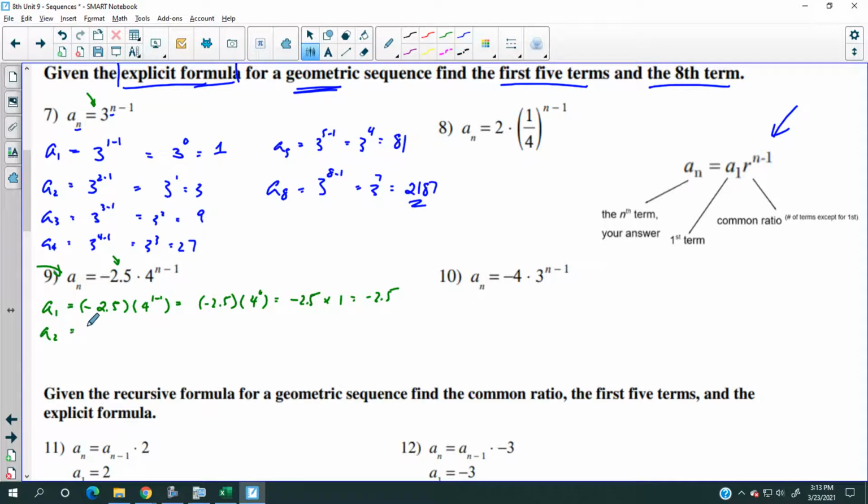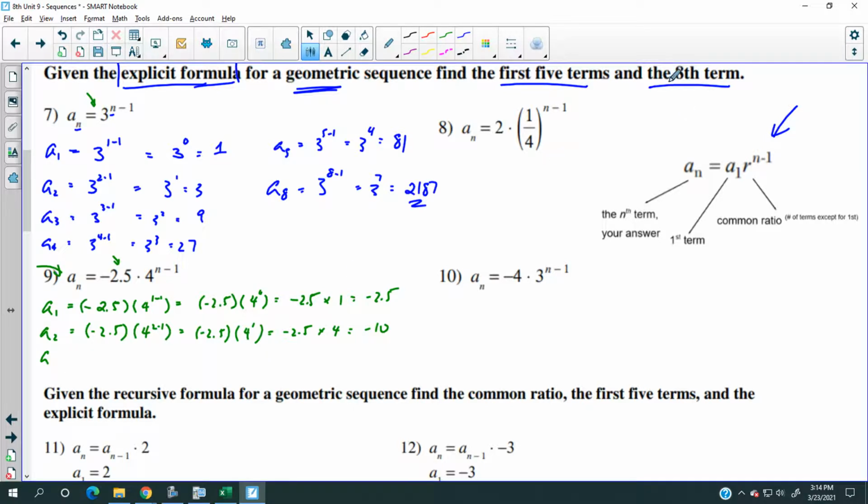Now let's do one more for the second term. Negative 2.5, and then times 4 to the 2 minus 1. That's negative 2.5 times 4 to the first power, so that's just 4. So negative 2.5 times 4, what's that? That's negative 10. Now for the third one, so on and so forth, make sure you do the exponent first. For the third term, this will be 4 squared, so you do 4 squared, 16, and then times negative 2.5.